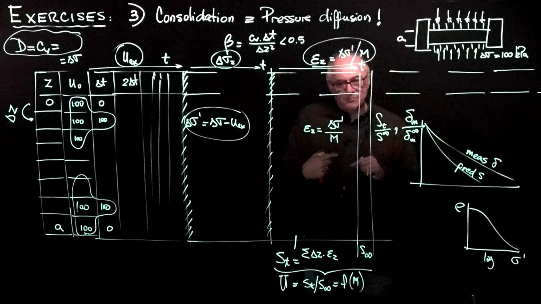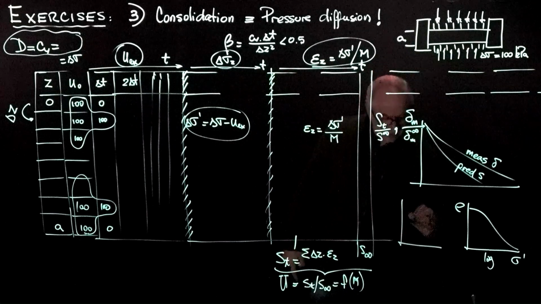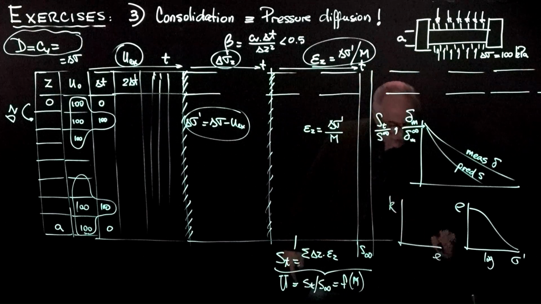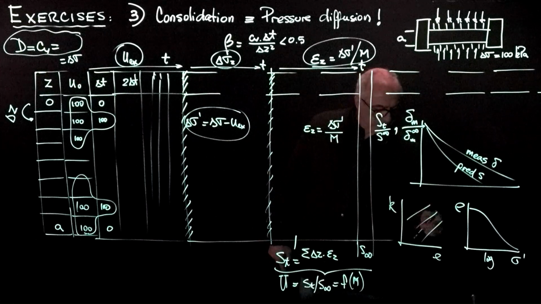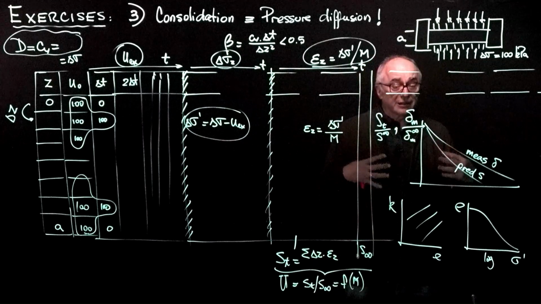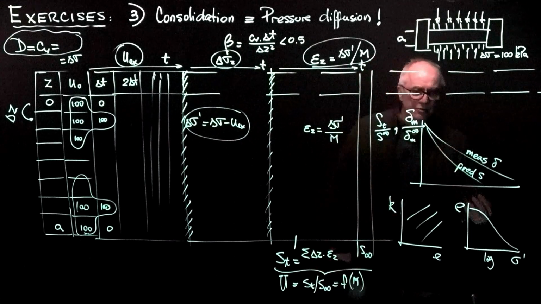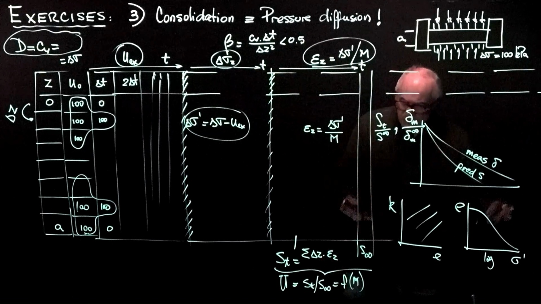Now you have another parameter to resolve, which is the permeability. And the permeability is evolving with void ratio. And for a given soil, it's evolving with void ratio. This is for multiple soils. And now you can infer both your permeability curve and your compressibility curve from a single test. You can do other things.